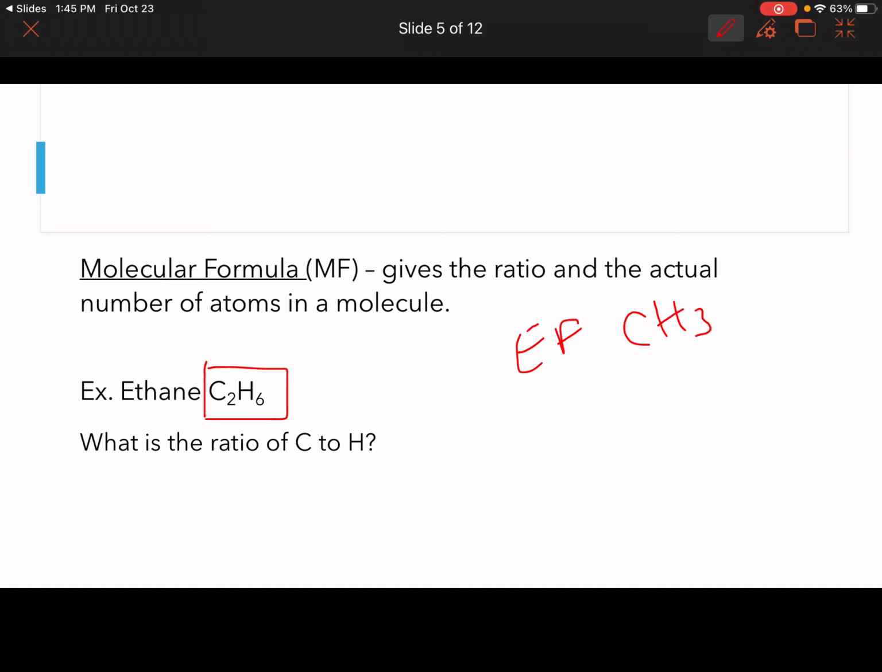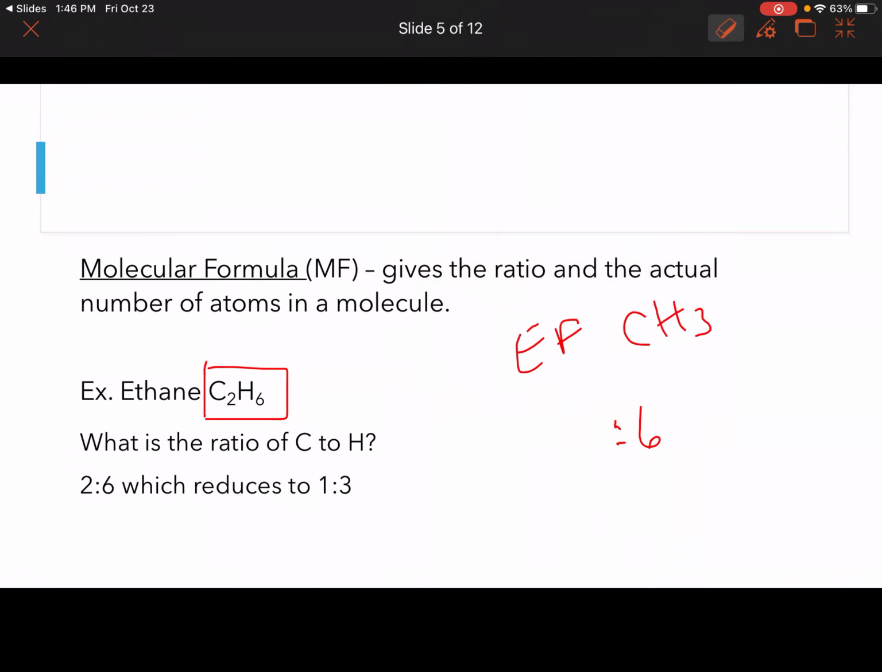And so what is the ratio of carbon to hydrogen? It's 2 to 6, but you wouldn't leave it like that. You want to reduce it, right? So you're going to reduce to 1 to 3. So you'll notice that the empirical formula and molecular formula, they've each got the same ratio.